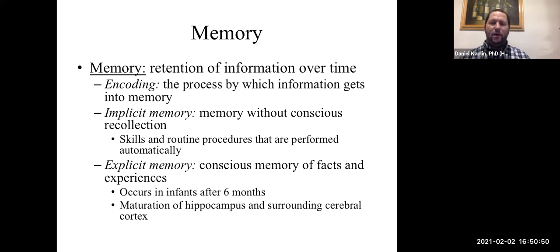And explicit memory requires maturation in the hippocampus and the cerebral cortex, and this starts at 6 months. Now, I will tell you, there is something called infantile amnesia, and that is children don't usually remember things that happened to them before the age of 3. And part of the reason why there's infantile amnesia is that the way the brain develops and wires, and you have, as I mentioned in a previous lecture, programmed cell death, apoptosis, and synaptic pruning, that interferes with accessing earlier memories. So that's one of the explanations of infantile amnesia.